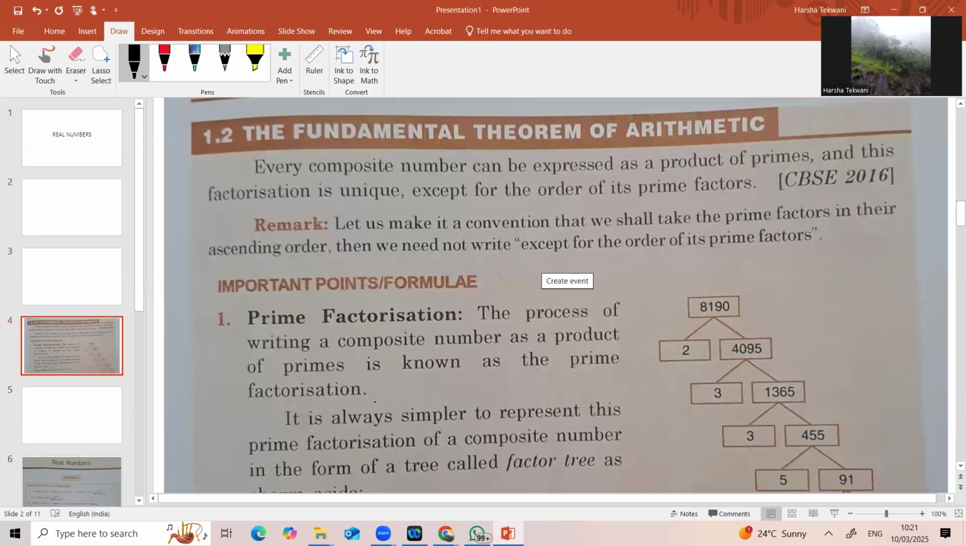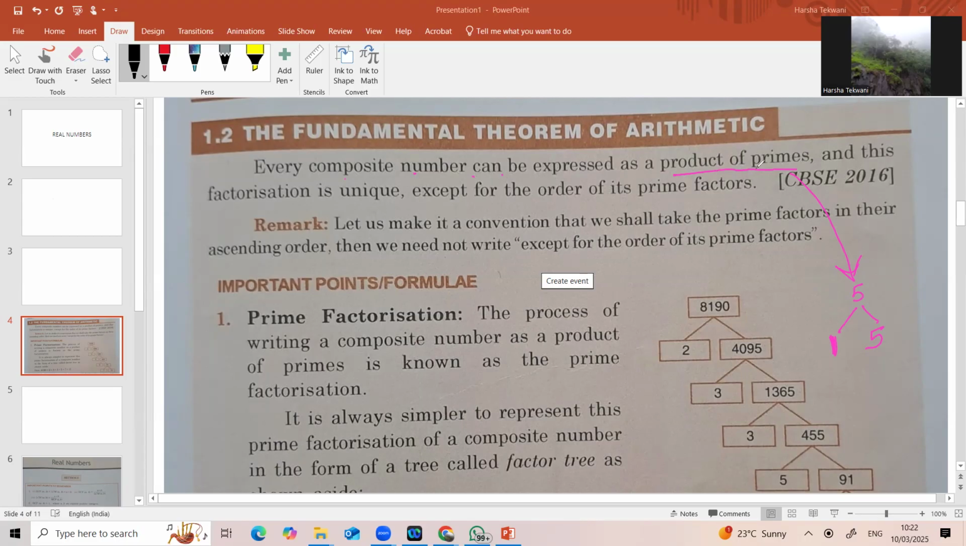Now, first, let's start with the fundamental theorem of arithmetic. You know what it says? It says every composite number can be expressed as a product of primes. By the way, what are prime numbers? Those which nobody can divide, except for themselves and one. For example, 5. If you want to see who all can divide it, it's just 1 and itself.